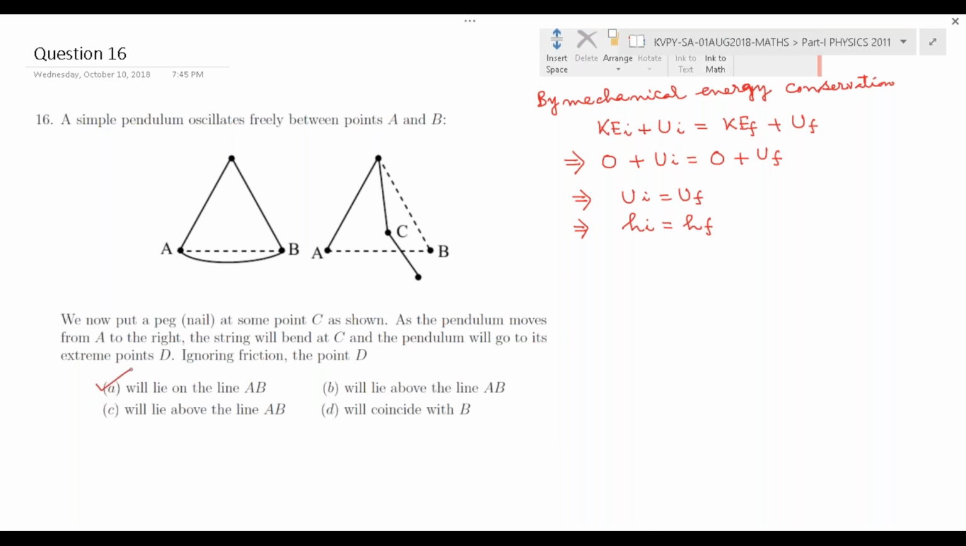So extreme point D will lie on AB, right? Because the height has to be the same. I hope this is straightforward and clear. So we can proceed to the next question.